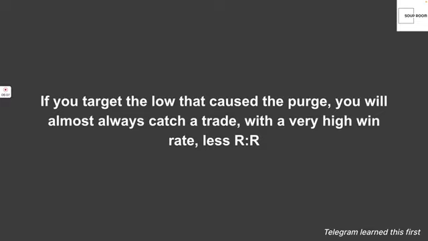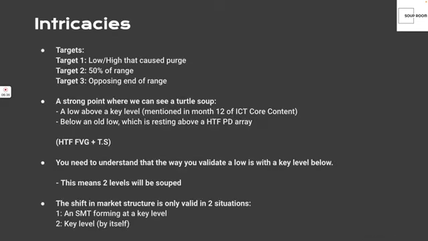I will repeat this, as this can literally be all that you will ever trade and you will be successful. If you target the low that caused the purge, you will almost always catch a trade. Vice versa, if you target the high that caused the purge, you will almost always catch a trade. So, knowing this, your target number 1 will be the low or high that caused the purge.